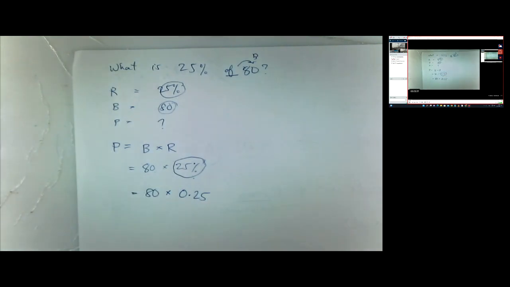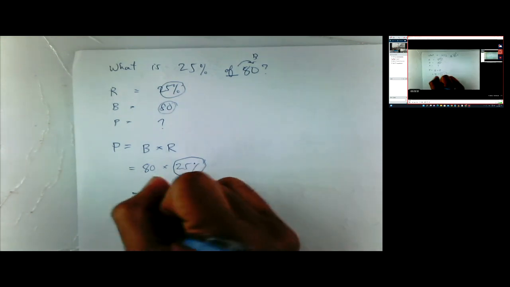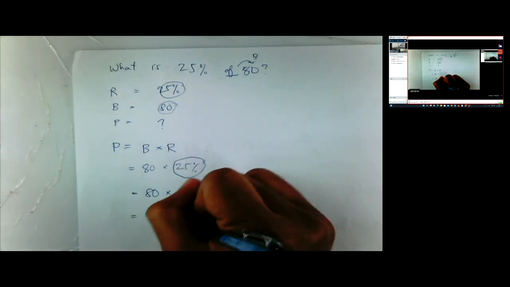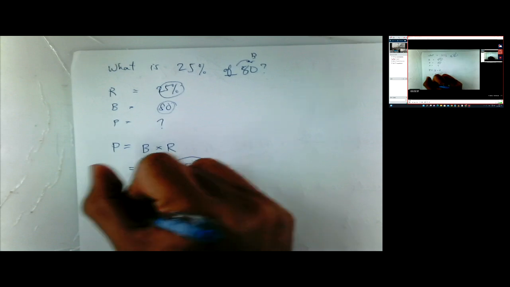0.25. And what is 80 times 0.25? That is equal to 20, meaning that the percentage of this is 20.